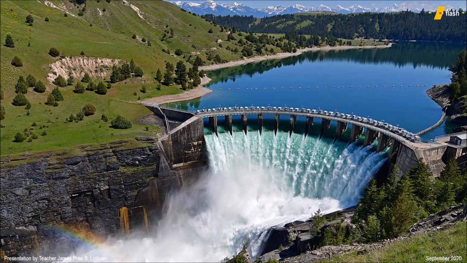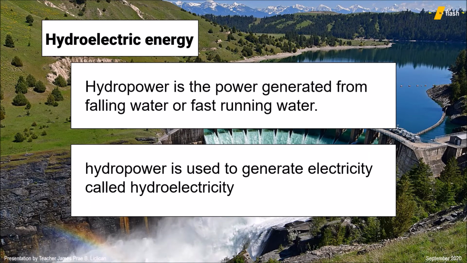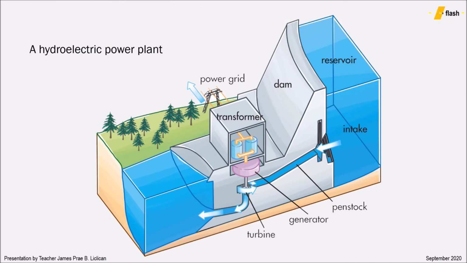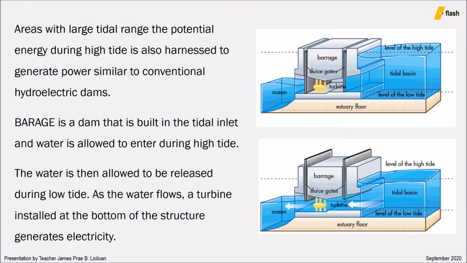Another form of renewable energy is hydropower, which generates hydroelectricity from falling water or fast-running water. Hydropower runs turbines in a dam, which allows generators to produce hydroelectricity. The generated hydroelectricity varies based on the hydropower, which is dependent on the amount of water stored in dams and the frequency of precipitation.